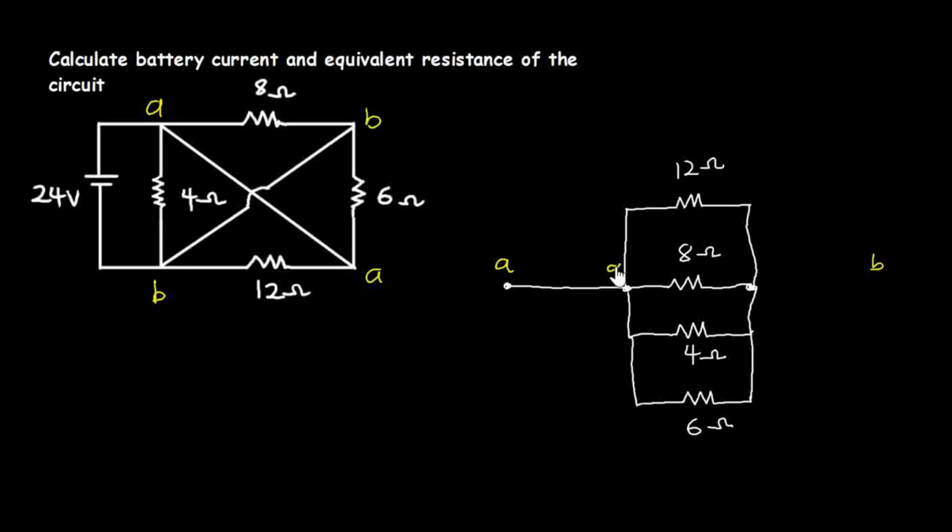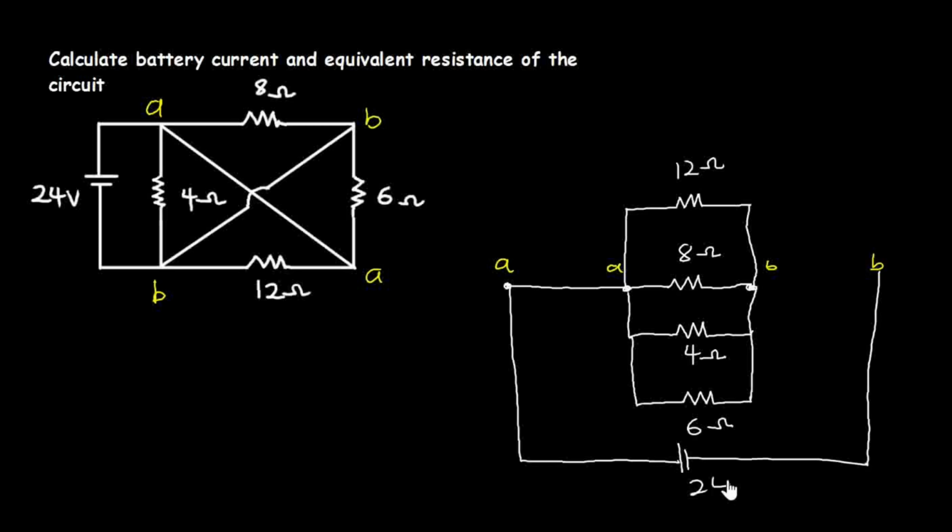Let me rename this: this is A, this is B. You see that the 24 volt voltage source is connected between node A and node B, so I will draw this as, so we have the 24 volts here. Then looking at node B and node B, we don't have any element in between, so I just connect these two.